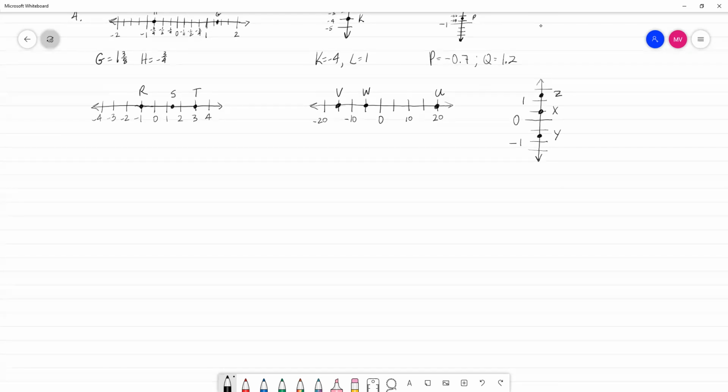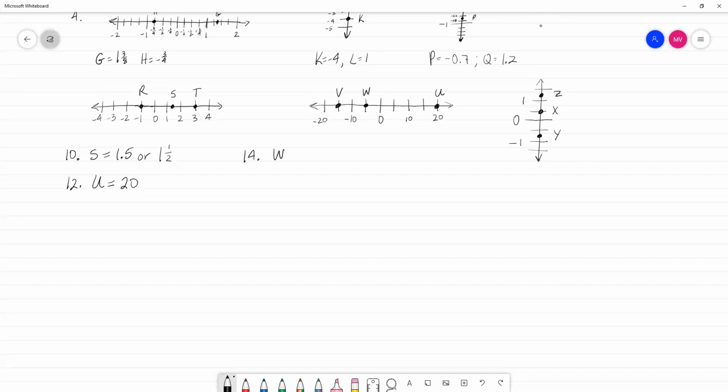So number 10 asked us for S. Hopefully you saw that S is, theirs looks a little more in the middle than mine does, but that's a 1.5. You can also write it as 1 1/2, either way, same thing. All right, number 12 is asking for U. If we look over here, U is right on 20, so easy enough. And 14, W.